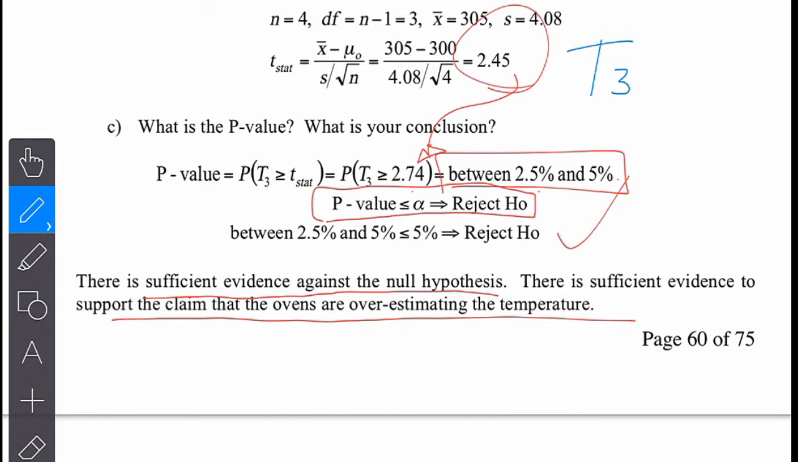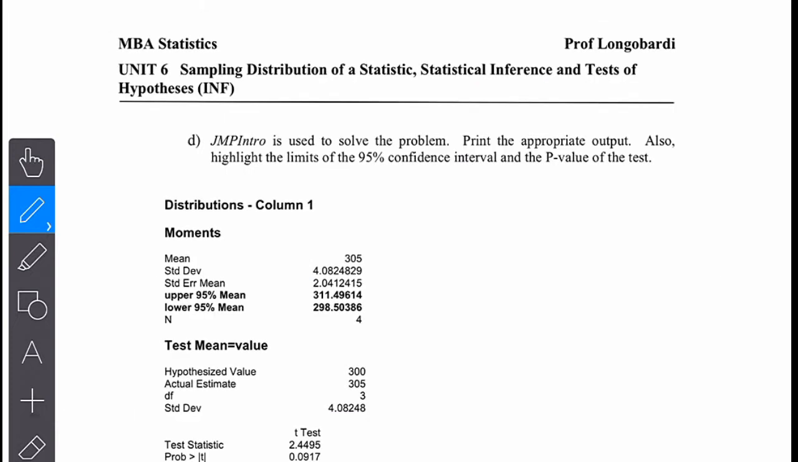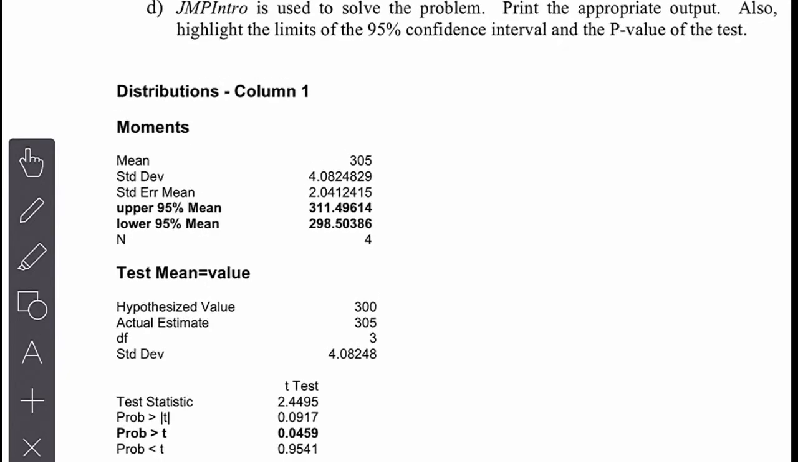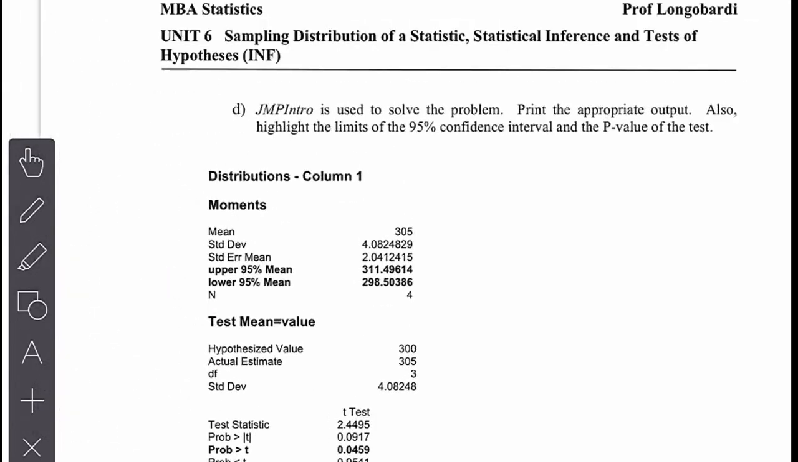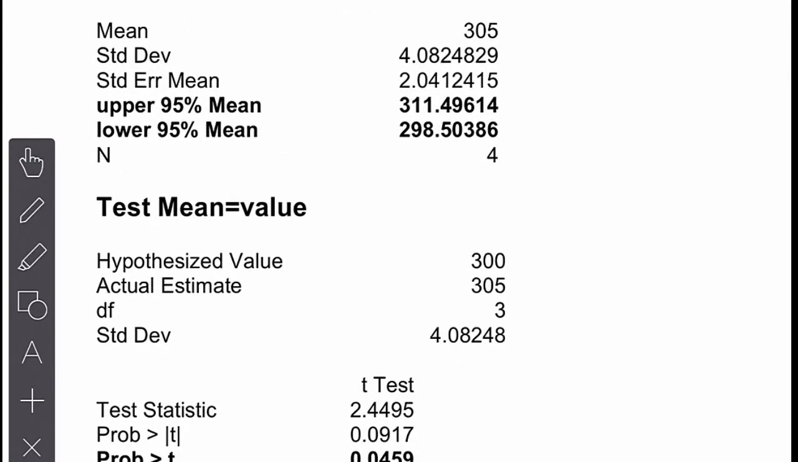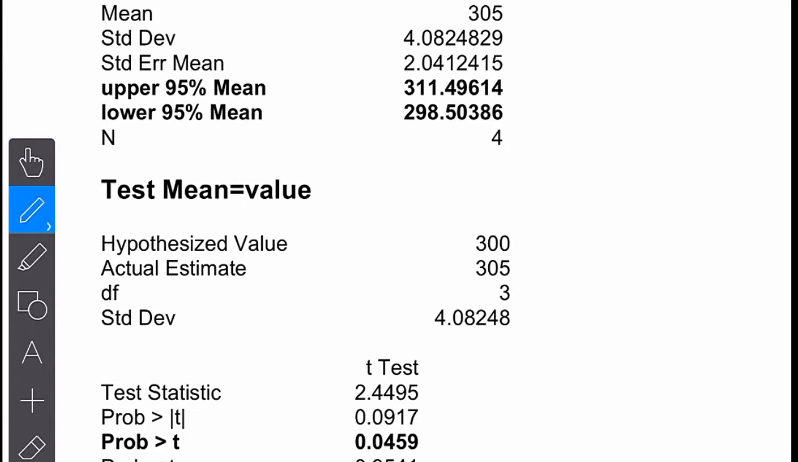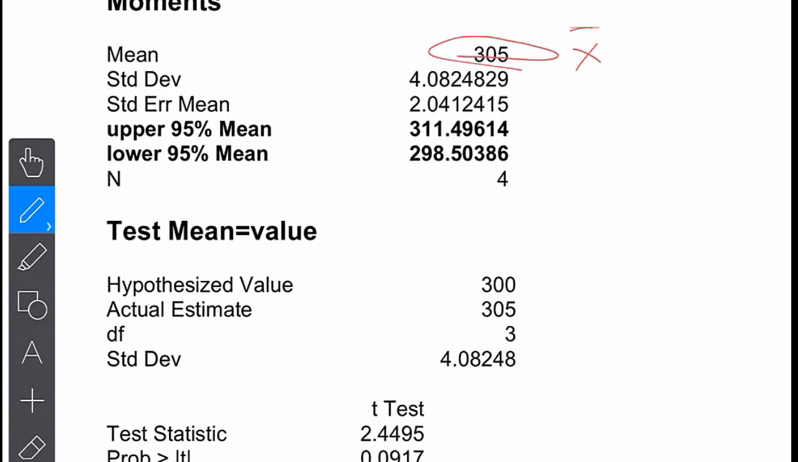And then we can go on to looking at the output just to confirm what you see here. So what you get out of here is the output. You're going to see your mean. This is your X bar. This is S. And this is S over square root of n.